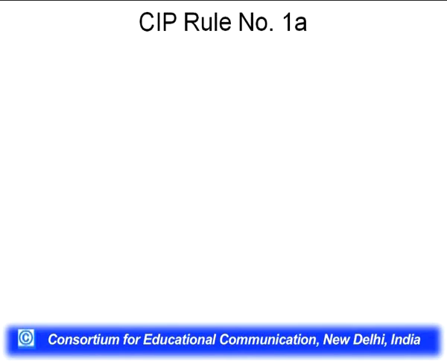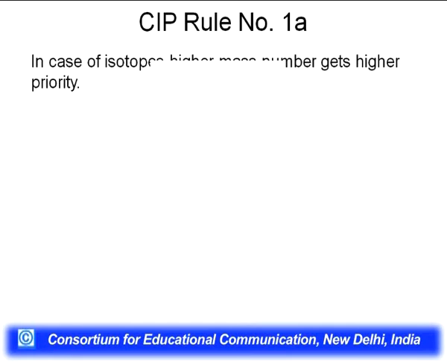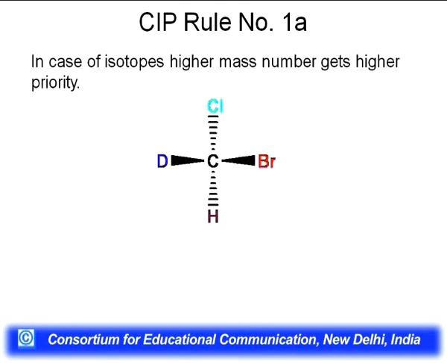There is a subset of rule number 1 which is not very important, but still we should mention it. In case of isotopes, the atomic numbers are the same. So, when the atomic number is the same, then we should look at the higher atomic mass number. In this case the bromine and the chlorine have the similar order of priority, that is 1 and 2 respectively, but I have replaced fluorine with deuterium. So, deuterium gets a higher priority over hydrogen as deuterium has a higher atomic mass. So, the priority order becomes this one.